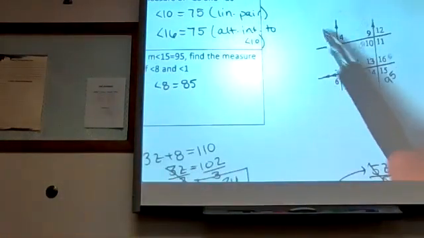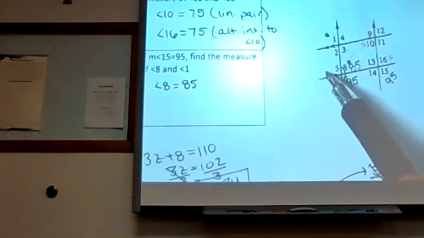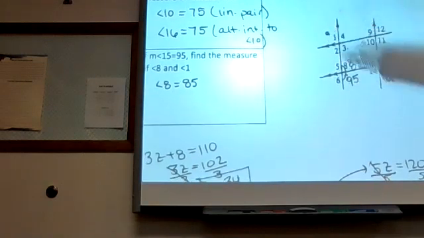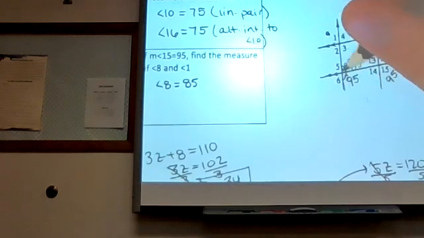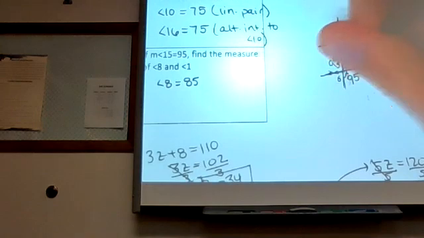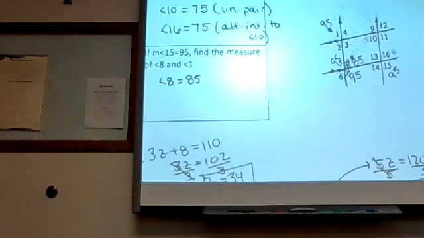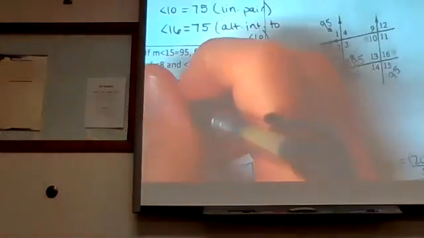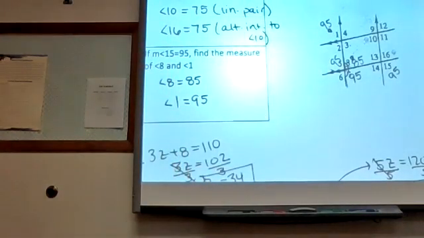Now, 1 is not linked to 8, but 1 is linked to, I could use 5, or I could use 7. 1 and 7 are alternate interior, or alternate exterior. Okay, I know 5 because these are vertical. So I know 5 is also 95. And then I could use corresponding to know that 1 is 95. Okay, but it's a puzzle, and slowly you can spread out and find all the angles given one angle. You just have to be really careful. Okay.